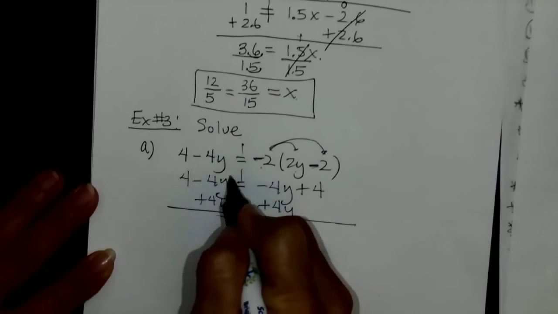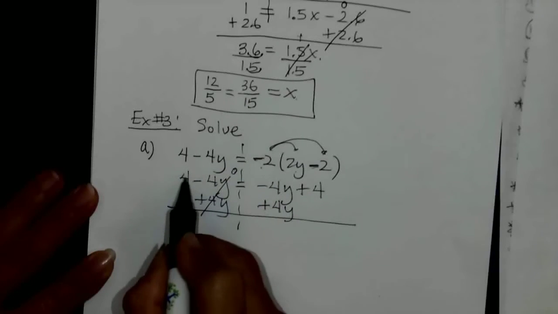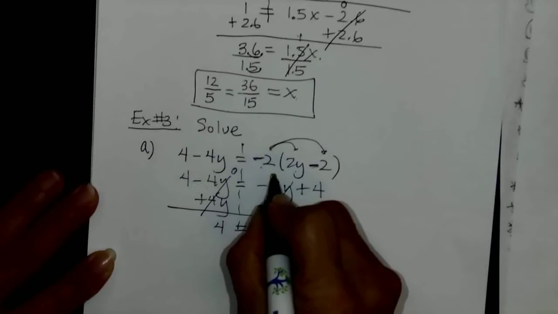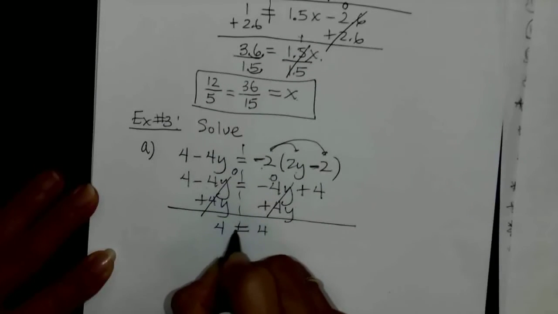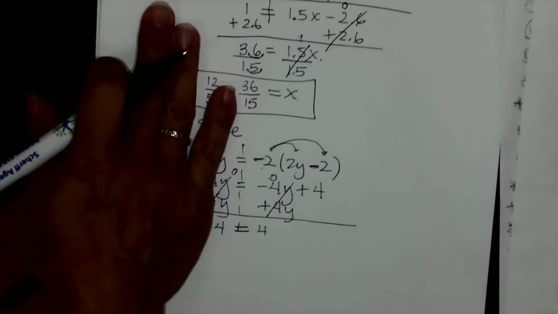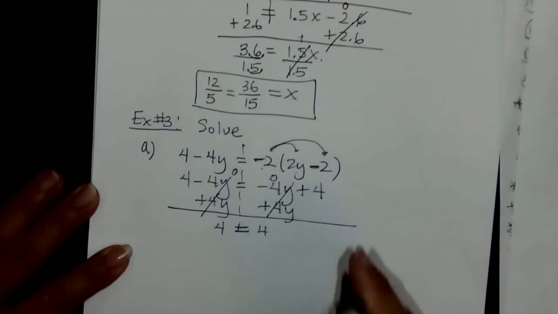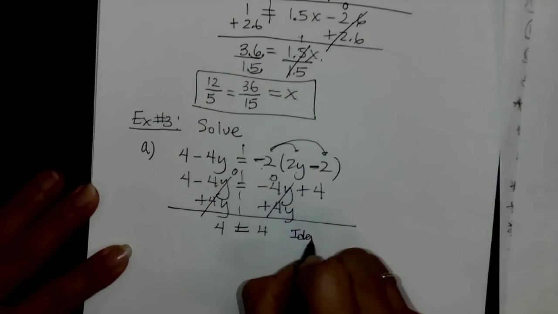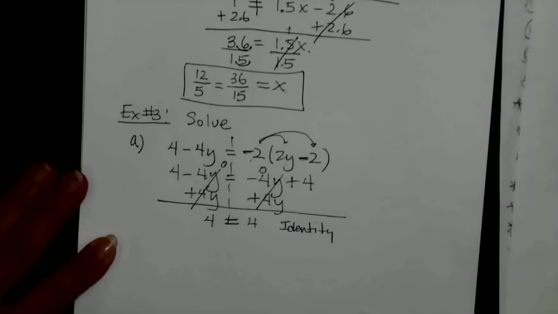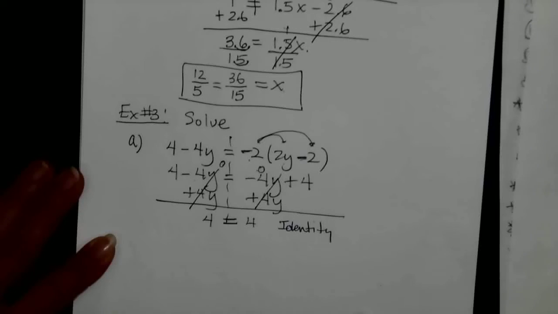These cancel out. 4 minus 0 is 4. And these also cancel out. 4 equals 4, right? That means this side is identical to the other side. This is called an identity. Do you know what that means when it says identity? It keeps the same number. Identical.